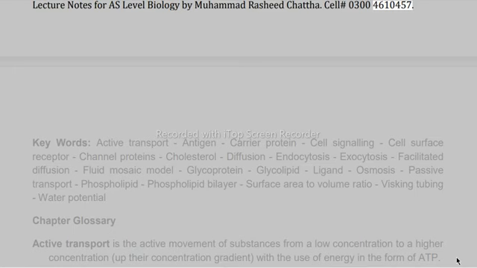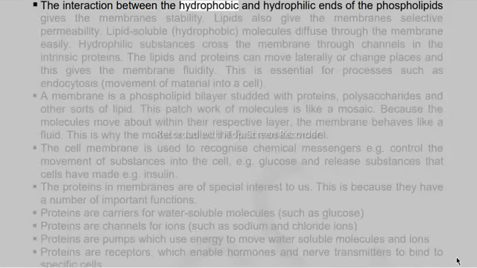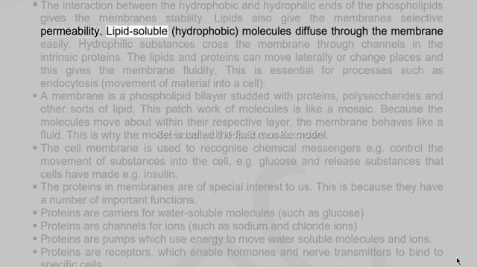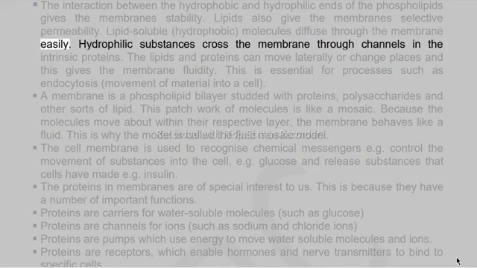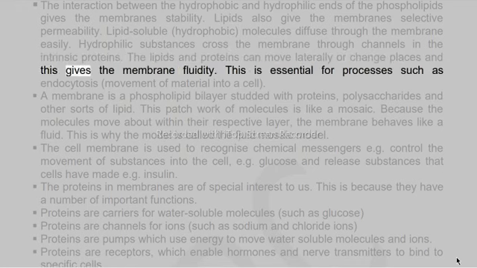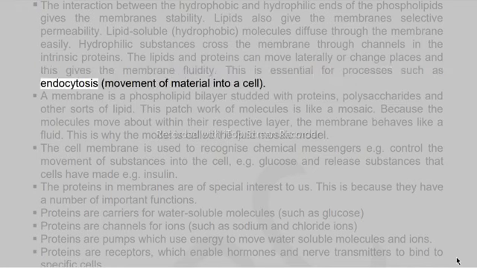The interaction between the hydrophobic and hydrophilic ends of the phospholipids gives the membrane stability. Lipids also give the membrane selective permeability. Lipid-soluble, hydrophobic molecules diffuse through the membrane easily. Hydrophilic substances cross the membrane through channels in the intrinsic proteins. The lipids and proteins can move laterally or change places, and this gives the membrane fluidity. This is essential for processes such as endocytosis, movement of material into a cell.